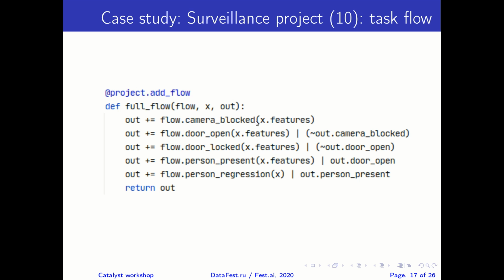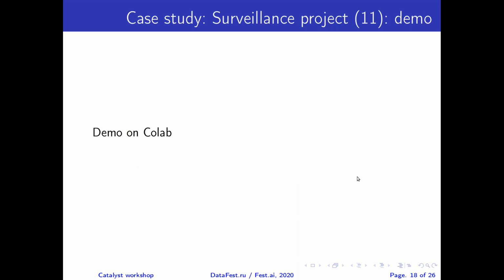So first we predict if the camera is blocked, then we predict if the door is open, given that the camera is not blocked. Then we predict if the door is locked, given that the door is not open, and then we predict if a person is present, given that the door is open, and finally we do the person regression task, given that the person is present.